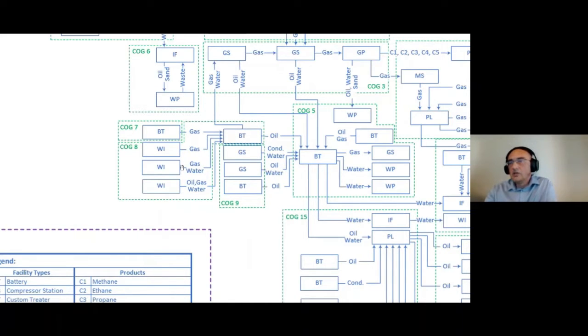However, even though this could be one facility for the operator, we do not require inclusion of the wells in this, because the battery over here is the volume reporting facility, and all the production volumes from these wells would be included in the battery itself.